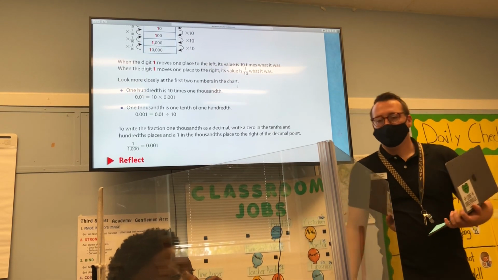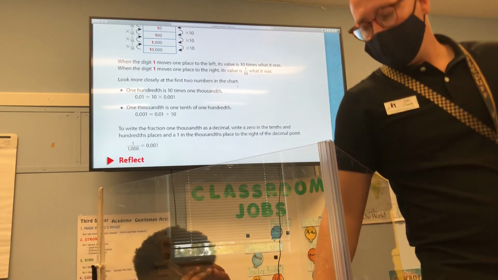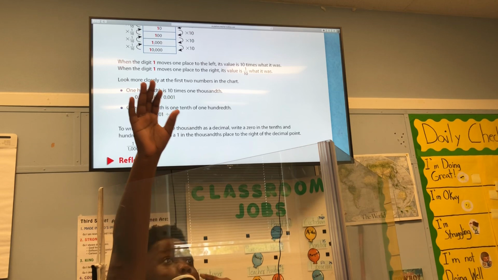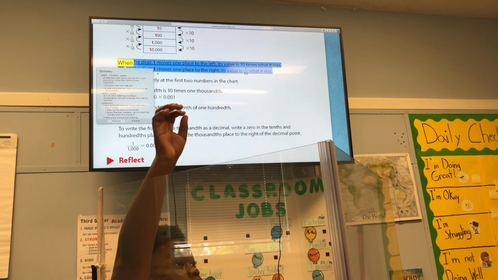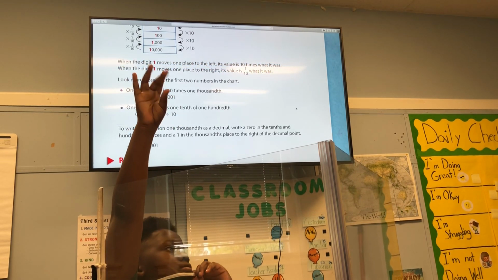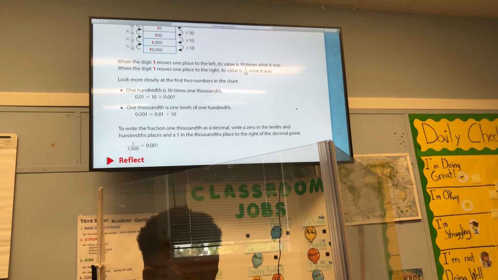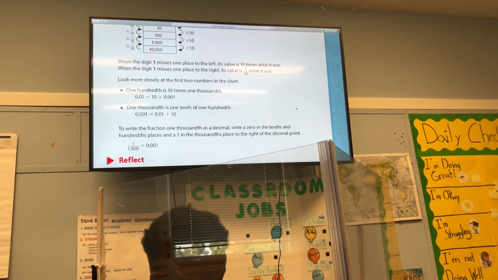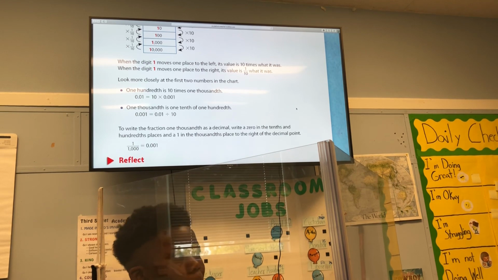Alright. So, watch it closely. Come down here. I need somebody to read this right here for me. This part right here. Try to read it for me. This part right here. When the digit 1 moves one place.